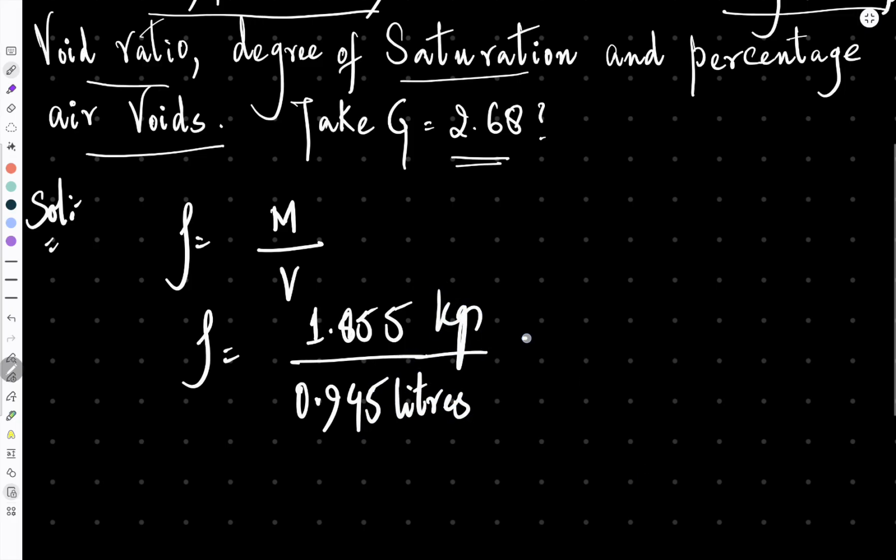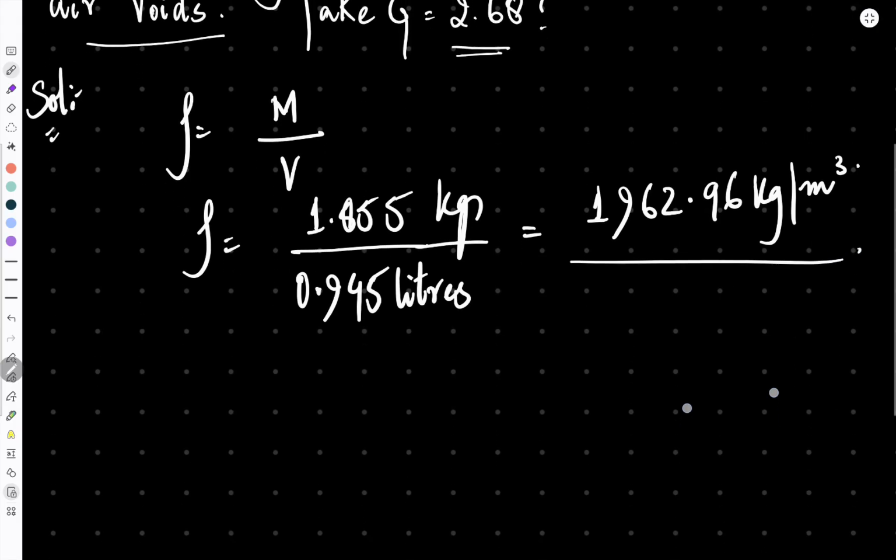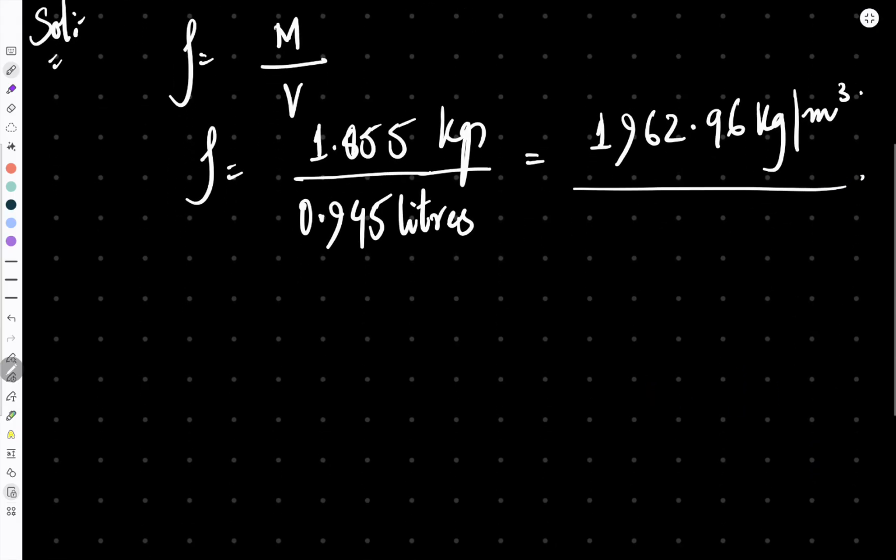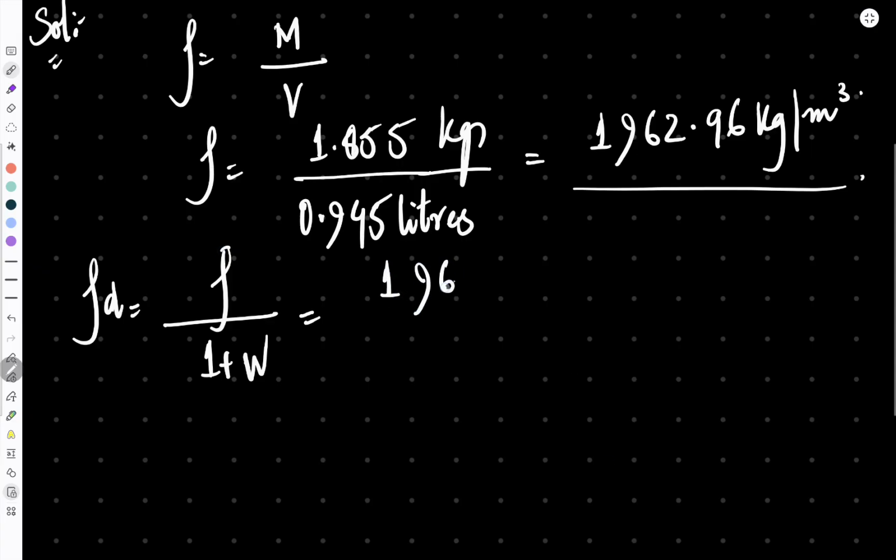By calculation, my bulk density is 1962.96 kilograms per cubic meter. Now that I have the bulk density, I'll be finding the dry density. As you know, it's bulk density divided by 1 plus water content. This thing we know: 1962.96 kilograms per cubic meter divided by 1 plus water content.